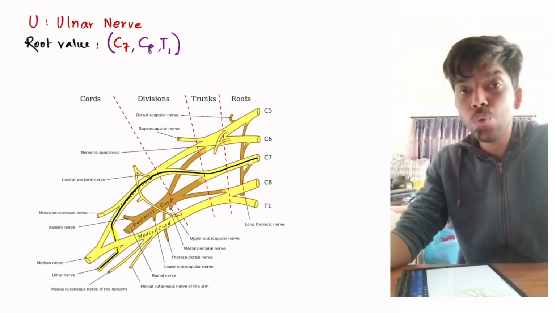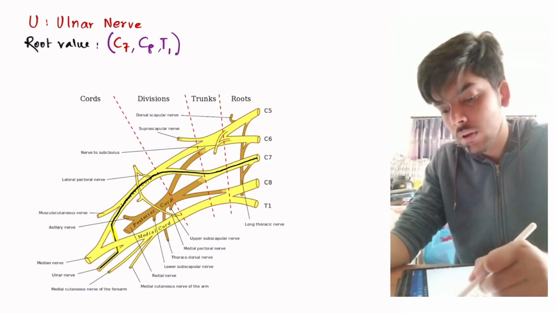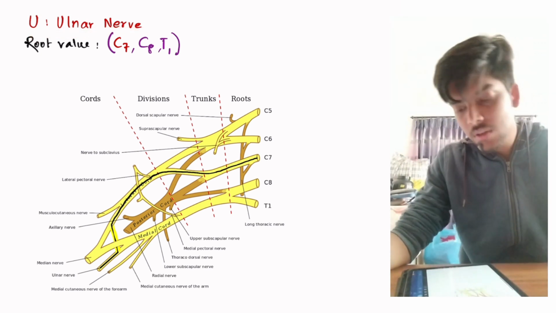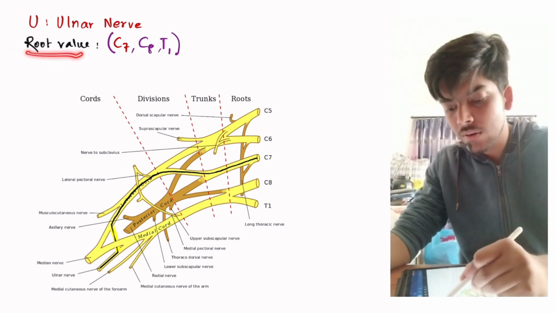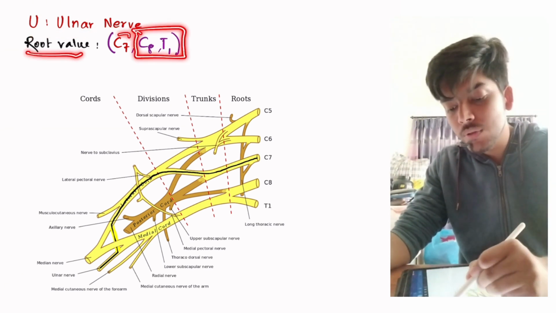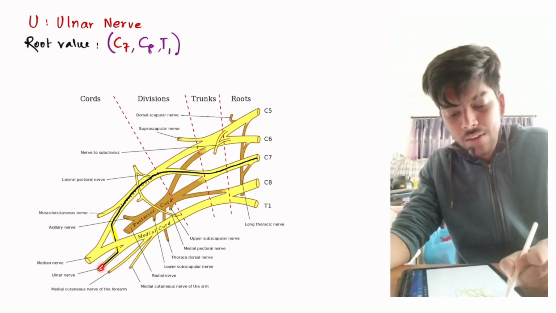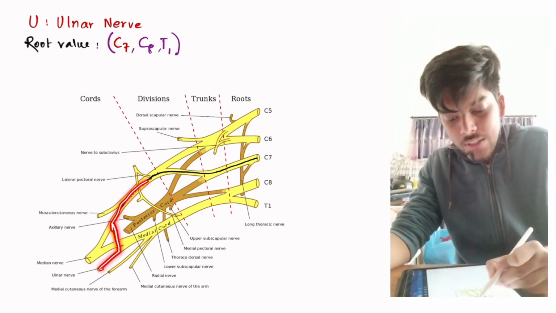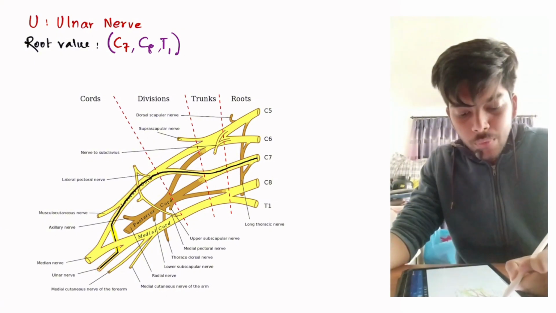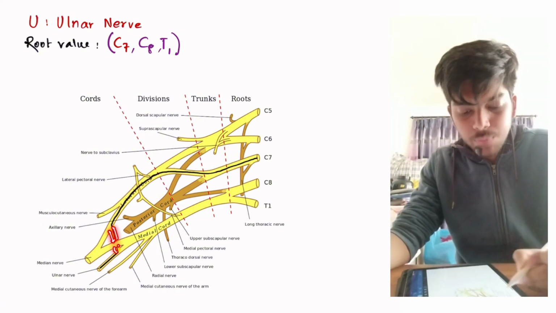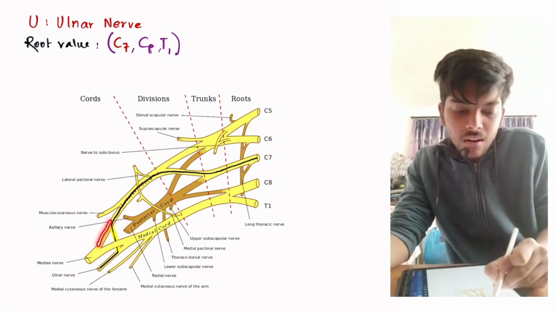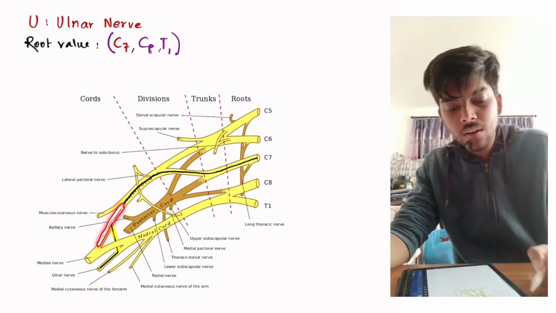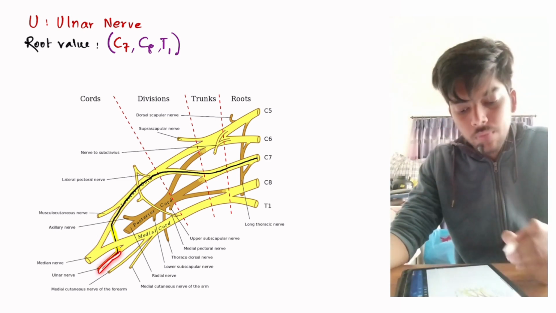Finally, you have the U, which stands for ulnar nerve. I've already mentioned the root value of ulnar nerve is not just C8 and T1, it's also C7 because it also receives fibers from C7 spinal nerve through the communicating branch which is present between the lateral root of median nerve and the ulnar nerve.